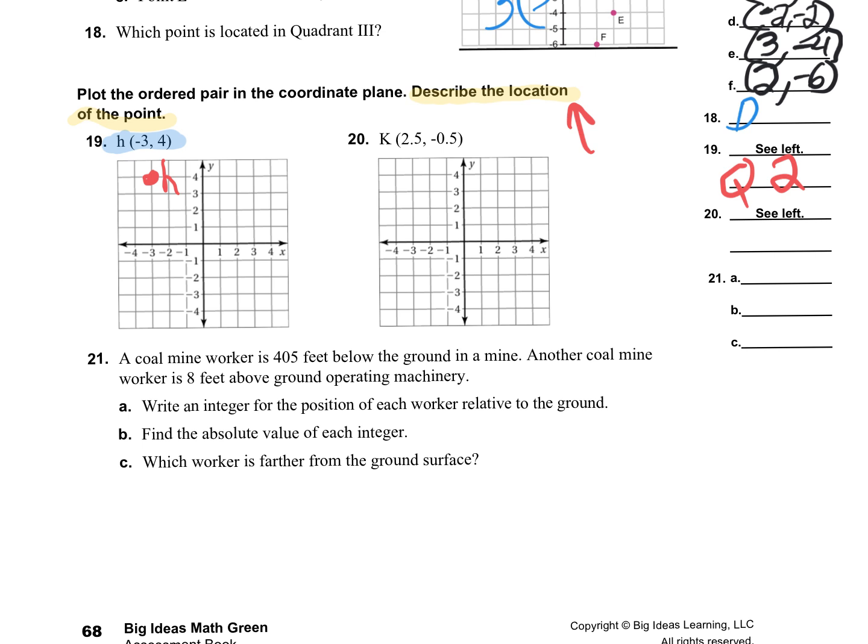Let's try another one. On this one, we have to estimate. So 2.5 and -0.5. So that means walk 2.5 to the right and go down, go negative, just a little bit, just halfway down. So we're going to go right here, and we're going to call that K. And what quadrant is it in? Barely, but it's in quadrant 4.